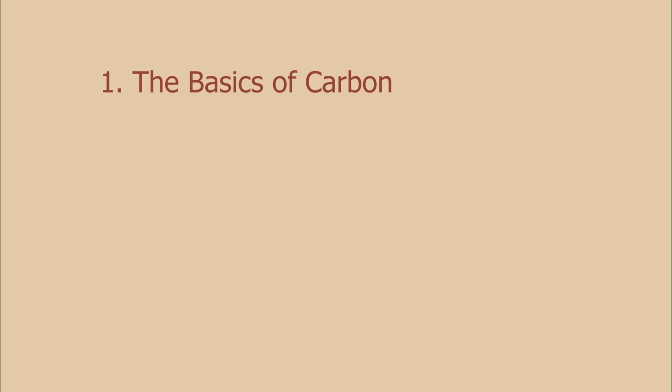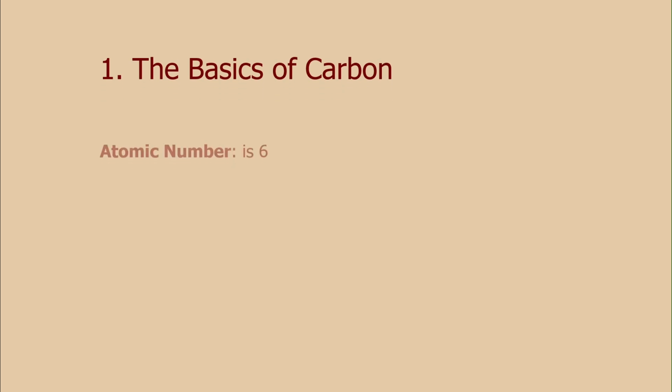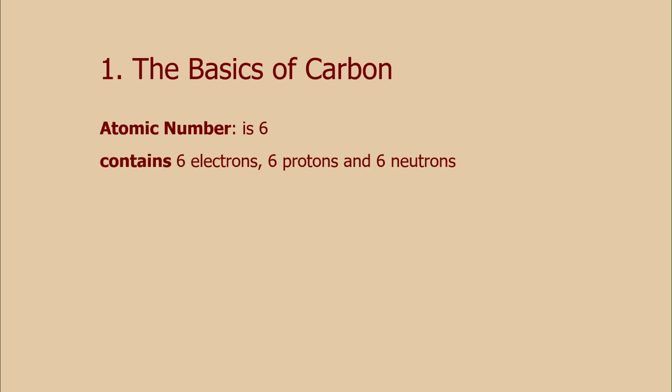First one, the basics of carbon. The key facts to know about carbon. Its atomic number is 6. It contains 6 electrons, 6 protons, and 6 neutrons. Its electron configuration is 2 and 4. That means it has 2 electrons in its first shell and 4 electrons in its outer shell.